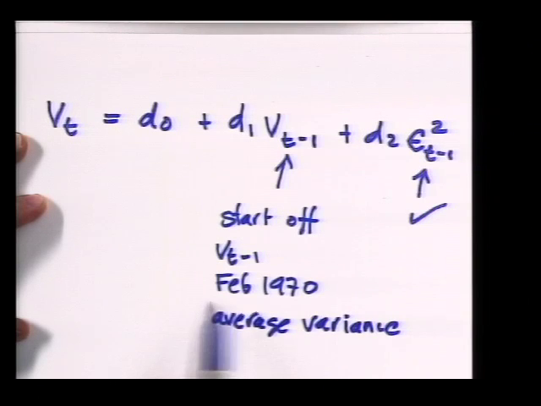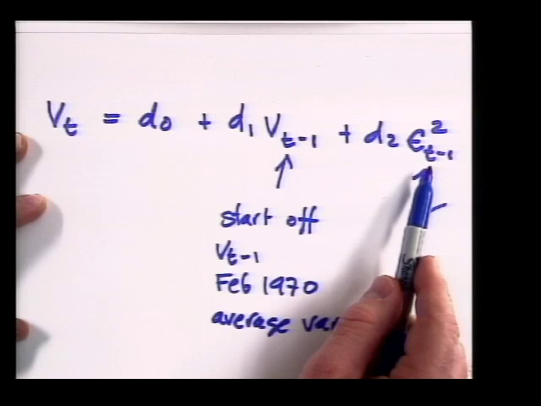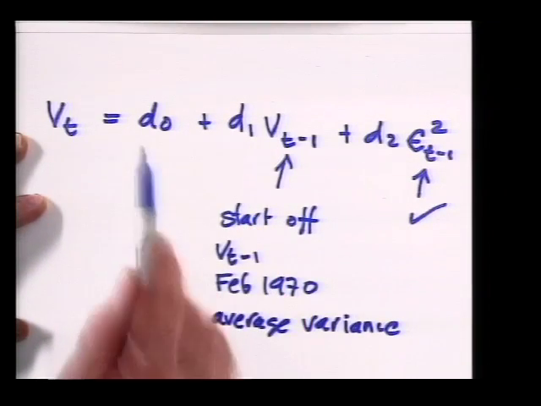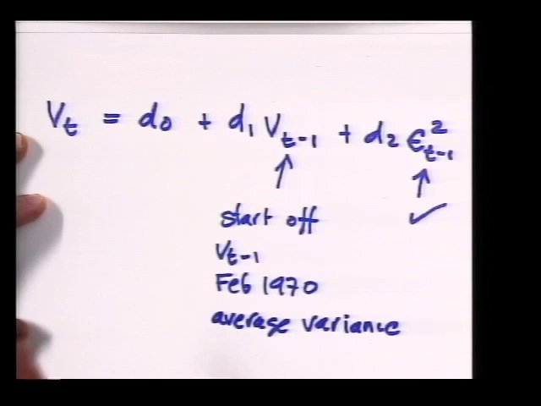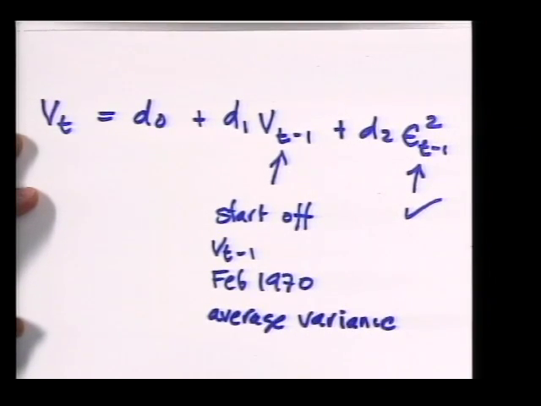So we put in the February 1970 average variance into here. We know what the February 1970 squared residual is. We're making an assumption on D1 and D2 and D0. And we generate the next observation. Okay, so this is something that we don't estimate in Excel because it's going to be iterative to get these parameters. But Tim, why don't you maybe walk us through the basic idea here?